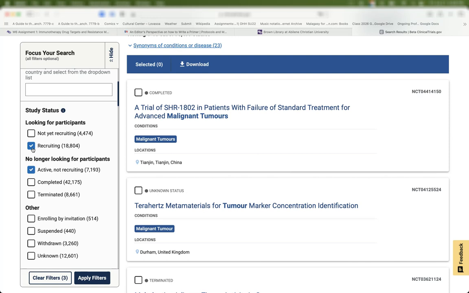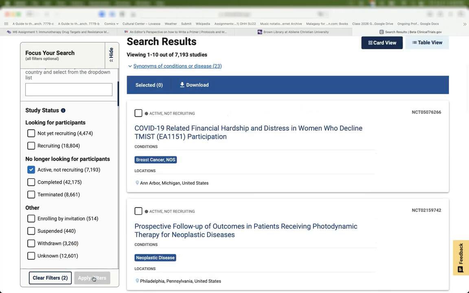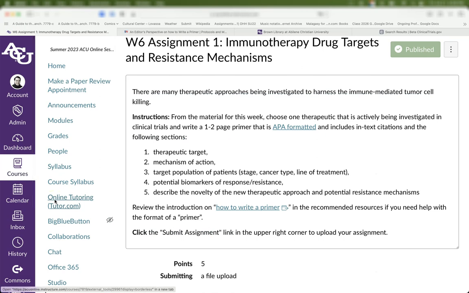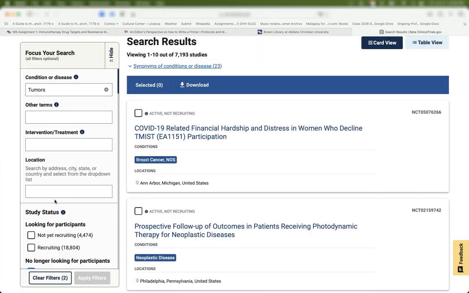If we select not yet recruiting, that's not going to really give us any data about how it's doing. So if we deselect that and we move back to active not recruiting, well, that's running. Let's go ahead and see what happens when we apply that filter. Now we're down to 7,000. Now that's still a lot. We've still got a lot of things to potentially go through, but keep in mind, we're not doing something exhaustive. We're looking for a therapeutic that's being investigated for this purpose, and then to write about it. So we've got a ton of choices here.